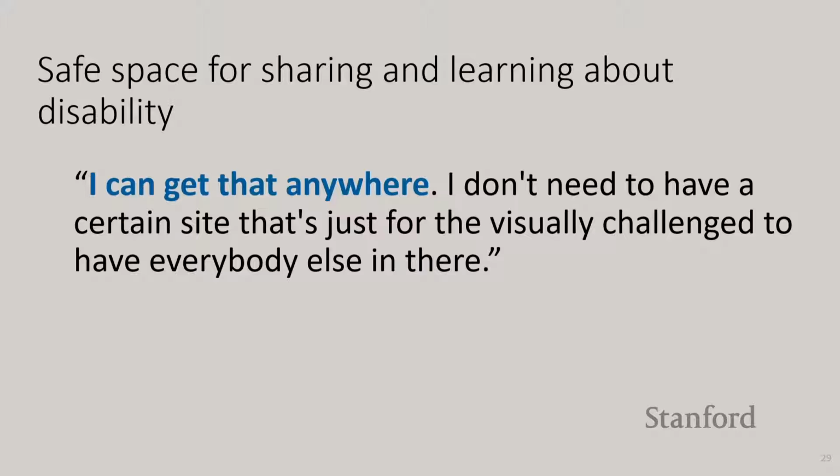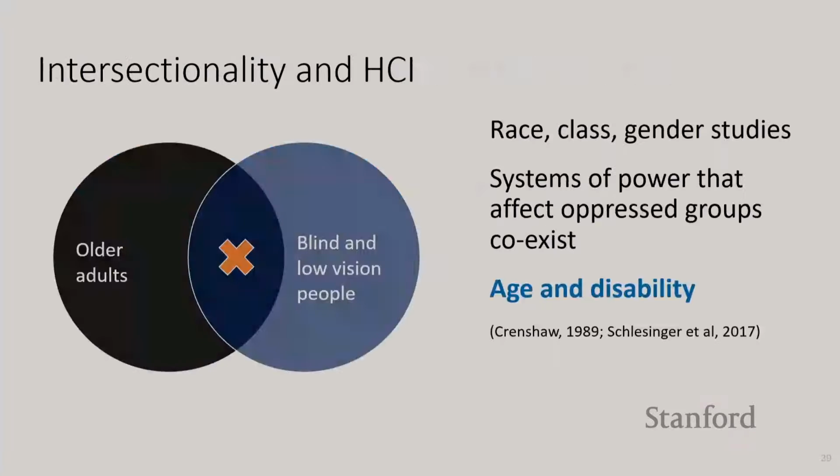So these data points helped us to understand the boundaries on community participation, and also highlighted the importance of designing for intersecting disability experiences. What I mean by that is, just because someone is an older adult, it doesn't mean that their experiences are the same as a blind and low vision older adult. And similarly, if someone is younger and has some type of vision impairment, that does not mean that their experiences are going to be the same as someone who is older with a vision impairment.